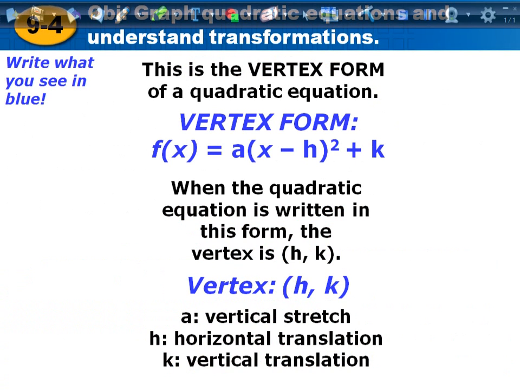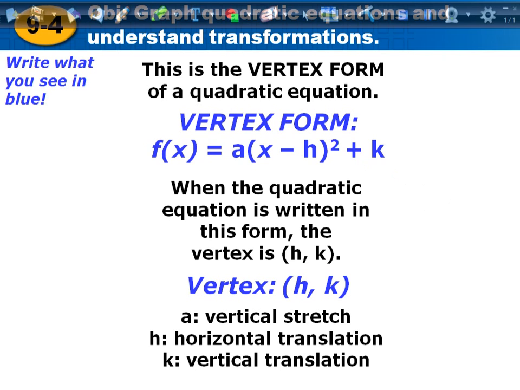This is the vertex form of a quadratic equation. So go ahead and write down what's in blue here. You're going to write vertex form: f of x equals a parentheses x minus h squared plus k. It says when the quadratic equation is written in this form, the vertex is (h, k). So again, you need to also write vertex is (h, k) here. The a part right here is a vertical stretch, and then the h is the horizontal translation, and k is the vertical translation.